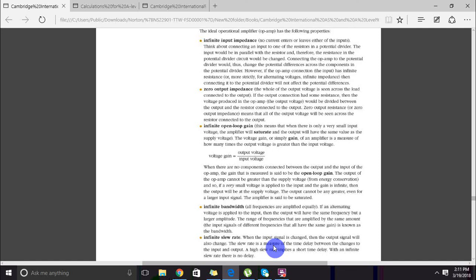The output cannot be greater than the supply voltage because of energy conservation. And so if a very small voltage is applied to the input and the gain is infinite, then the output will be at the supply voltage, and the output unfortunately cannot be any greater even for a larger input signal, because the amplifier is said to be saturated. And if they give a question as to why the output voltage is limited by the supply voltage, you can mention the concept of energy conservation, because that's why. Still two properties left.